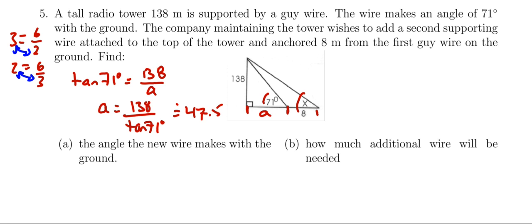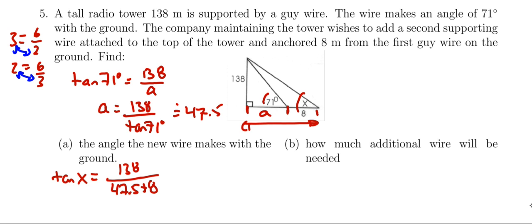Now, to get that new angle, what I'm going to do is add those two bits together here. So I know that the tangent of that big X there is going to be 138 divided by 47.5 plus the 8. Okay, plus that 8 right there to get the whole distance across the bottom. So X, my angle, will be the inverse tangent of 138 divided by this 47.5 plus 8.